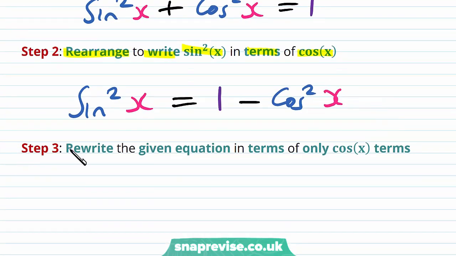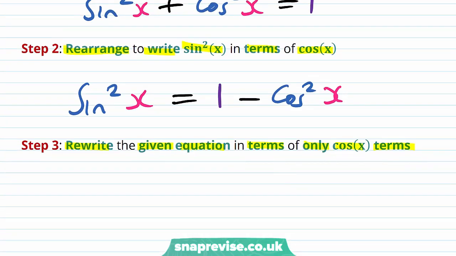Our third step is to rewrite the given equation in terms of only cos of x terms. Our equation is 4 lots of sine squared of x plus cos of x is equal to 1.